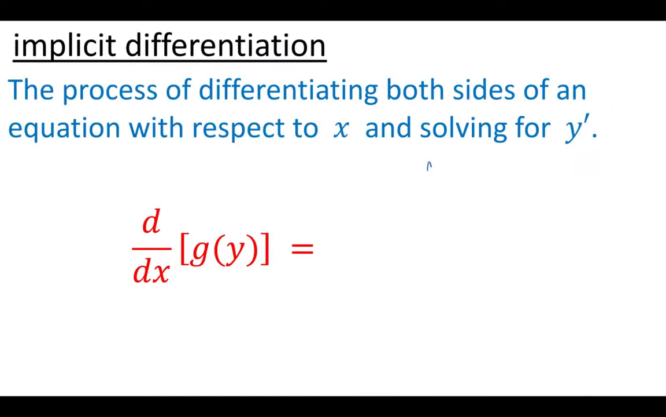The actual definition of implicit differentiation, you could say it's the process of differentiating both sides of an equation with respect to x and solving for y prime. And again, this could be dy dx. We're just going to write it as y prime for now, but note that in the future we might even want to call that dy dx, or we might even call that like dV dt for volume, or dA dt for area, or anything like that.